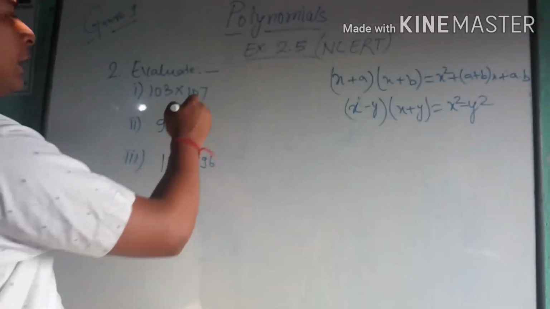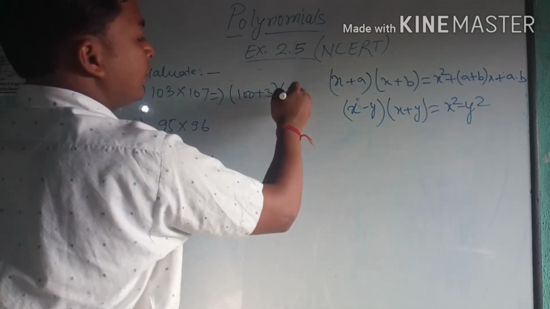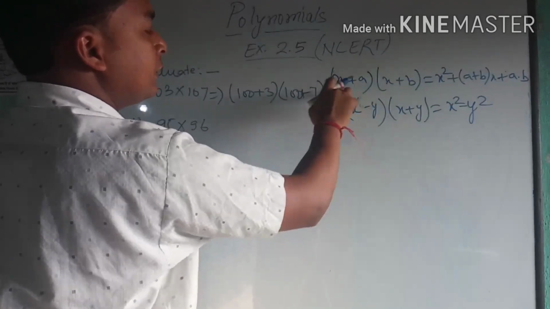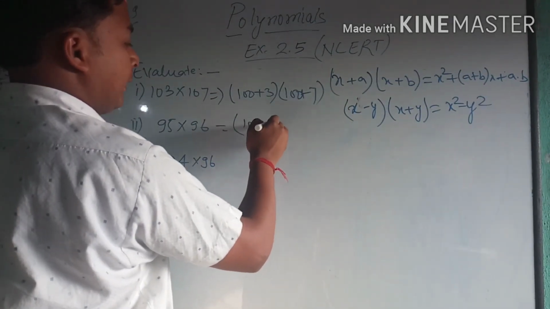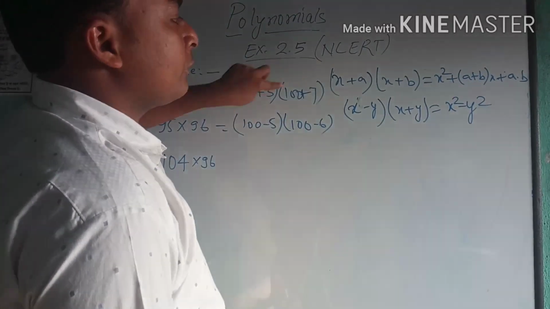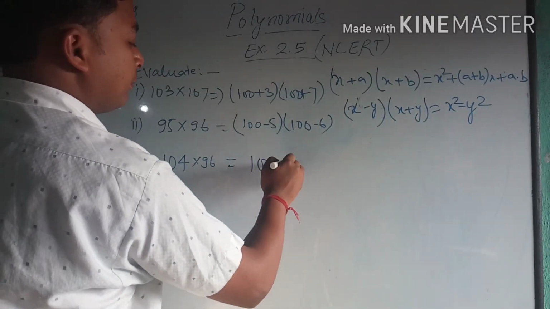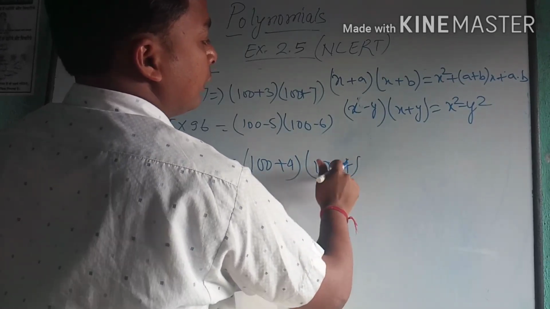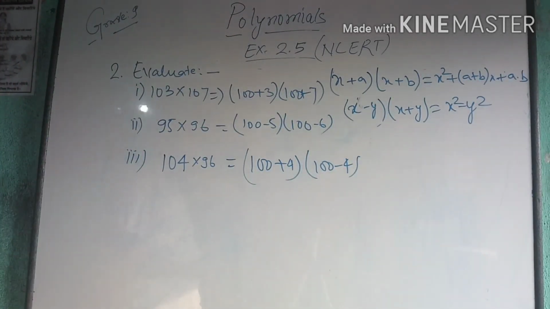If we split this part, 103 can be written as 100 plus 3, and 107 can be written as 100 plus 7. Now this is in this form. Similarly, if we go for this part, 100 minus 5 into 100 minus 6. Now you can put these values in that formula. This can be written as 100 plus 4 into 100 minus 4, and this will go according to this a plus b into a minus b. Hence you can solve question number 2 also.